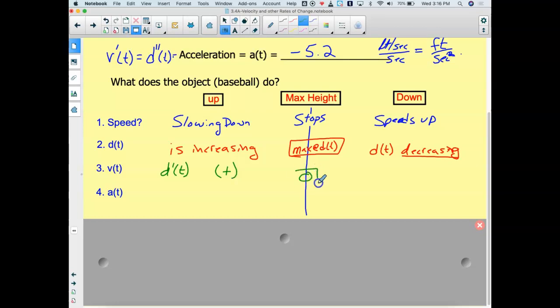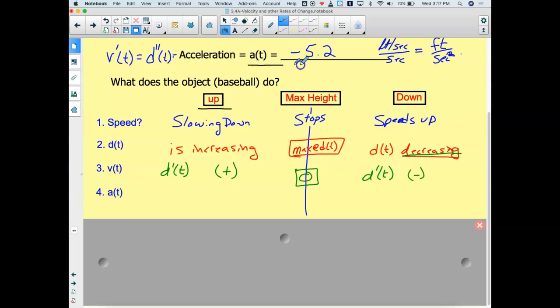And then it's 0. On the way down, thinking of velocity as d prime of t, if the position is decreasing, that means I have negative tangents, so the sign of my velocity function is negative. Well, what's my acceleration function doing? On the way up, what is my acceleration function doing?